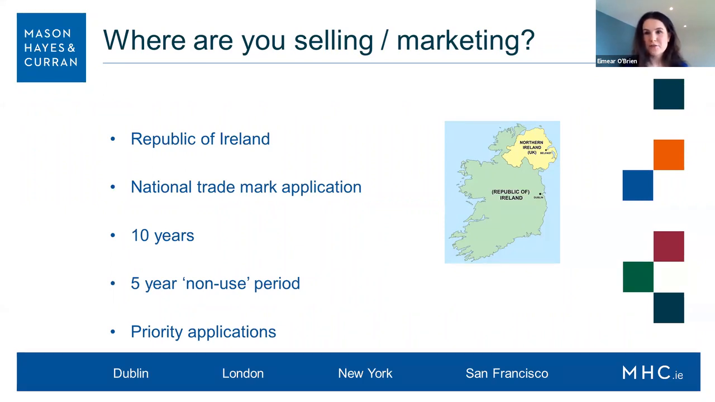The appropriate office for filing a trademark in Ireland is the Intellectual Property Office of Ireland, or the IPOI. And for all of these trademark types that we'll be looking at, the registration is for 10 years in all of these jurisdictions, and it is renewable indefinitely on payment of a renewal fee.